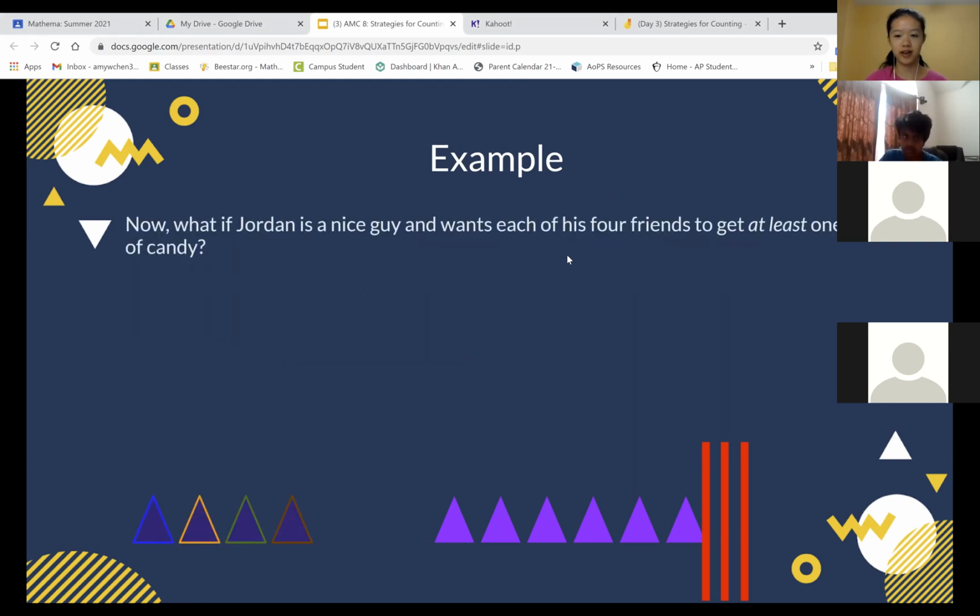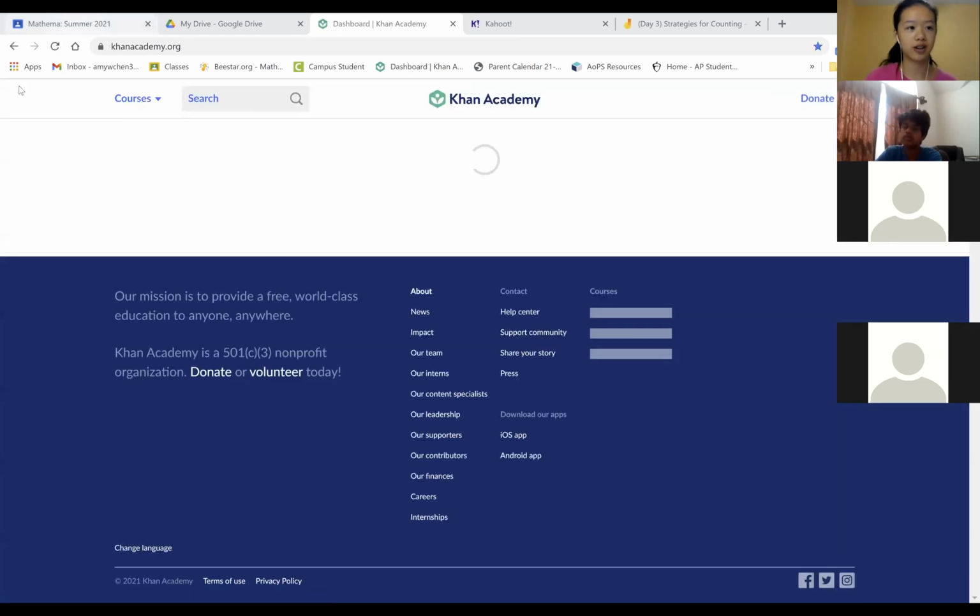Now, I'm going to introduce a variation of this problem. Same thing, except now Jordan still has 10 pieces of candy, still has 4 friends, but this time he wants to give each of his friends at least 1 piece of candy. For this problem, we simply take out 4 of the candies and assume that they're already given to his friends. That way, each of his friends already starts off with 1 piece of candy, so they're guaranteed to have at least 1 piece.